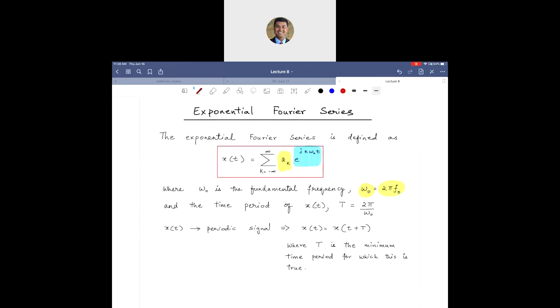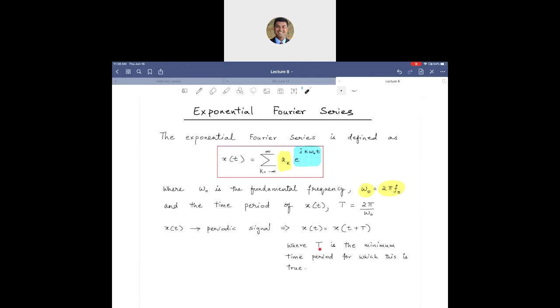All right. What is periodic? Well, when we were talking about classifying signals, we talked about periodic and aperiodic signals. For periodic signals, the condition is if x of t equals x of t plus some cap T, where cap T is the minimum time period for which this is true, then that is going to be called a periodic signal. And if there is no such cap T that exists, then it will be an aperiodic signal.